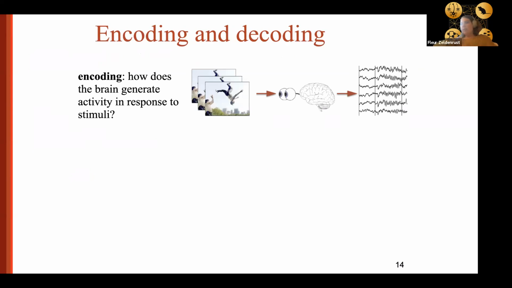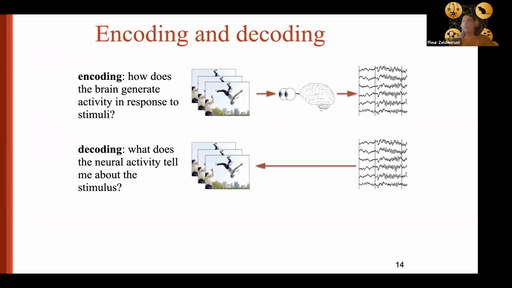More generally, if we take a step back, in neuroscience we typically talk about encoding and decoding. Encoding means that there's an input coming into the brain or into a neuron, and the brain does something with that, and then you record some neural activity. Now, how is that neural activity generated? That is what we typically call encoding.